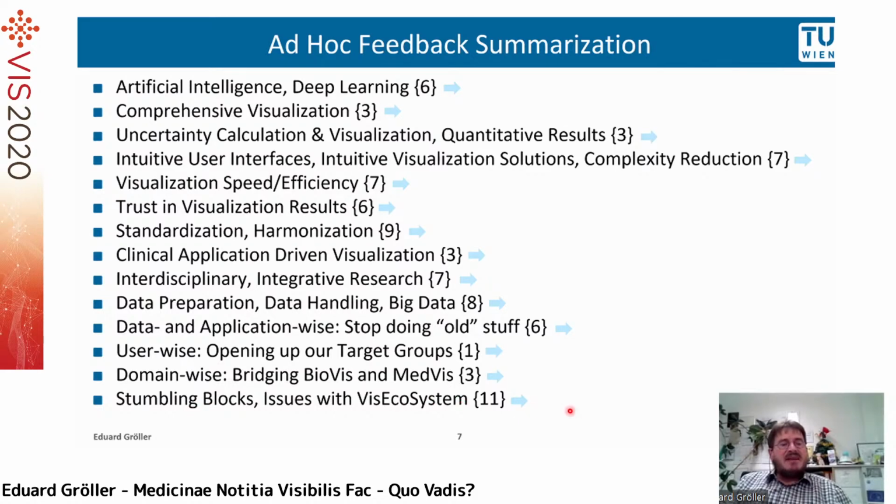And then there were mentioned several stumbling blocks and issues with our reward system. A classical one is between creativity and relevance. I mean, if you do something that is relevant for the clinical personnel, it might not be very creative and will be very hard to sell to the visualization community in a way. That is an issue. And sometimes simple is mixed up with trivial. Sometimes really simple solutions are what clinicians need, but they're considered to be trivial in the VIS community.